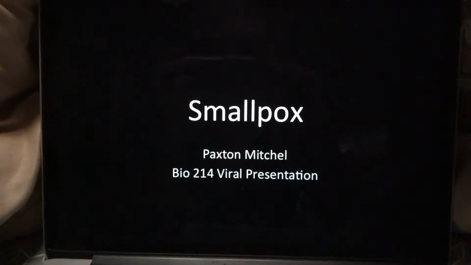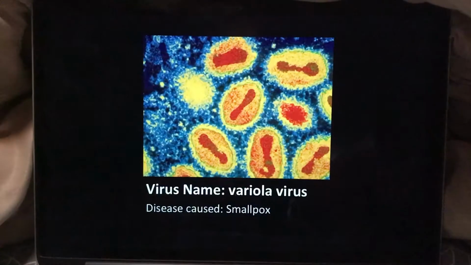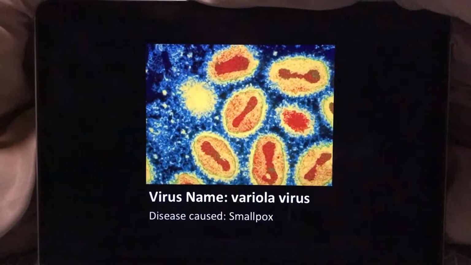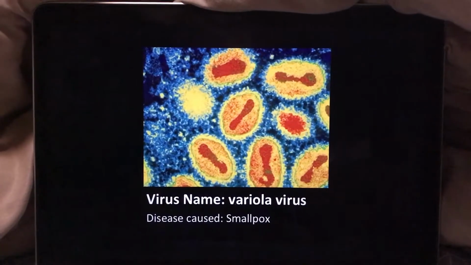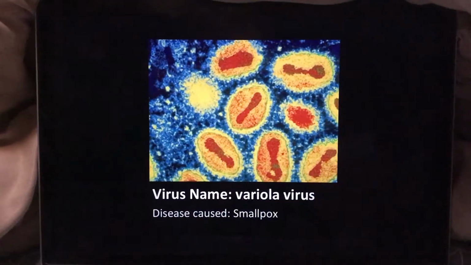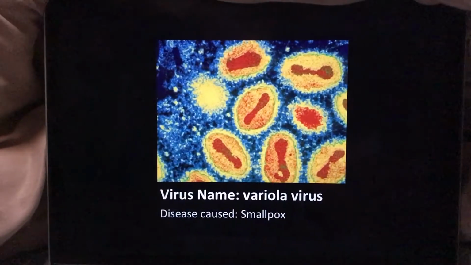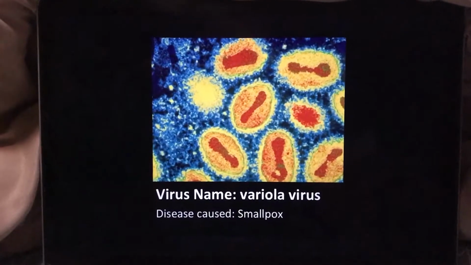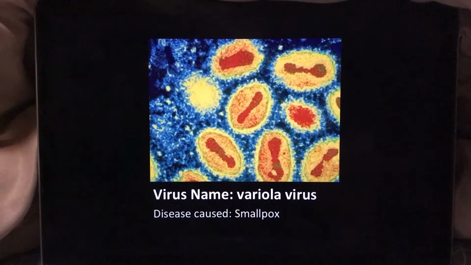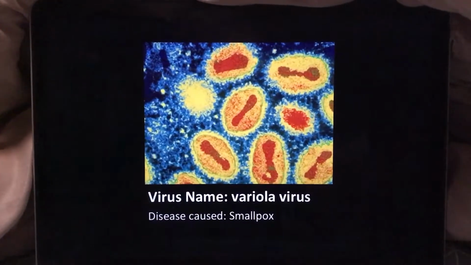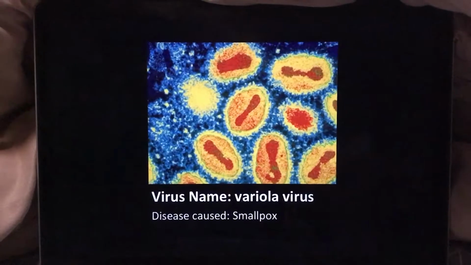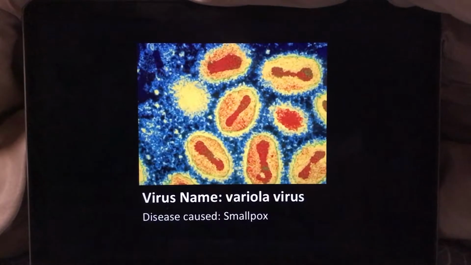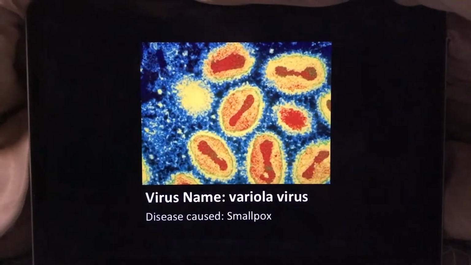Hi guys, I'm going to be talking about the smallpox virus today. The virus name is the variola virus, which causes the disease smallpox. When smallpox was really prevalent, it killed about 3 out of 10 people who were infected with the disease. It left others with permanent scars and even blindness. Since then, it has been eradicated, and no cases of naturally occurring smallpox have occurred since 1977. The last natural outbreak in the U.S. was in 1949.